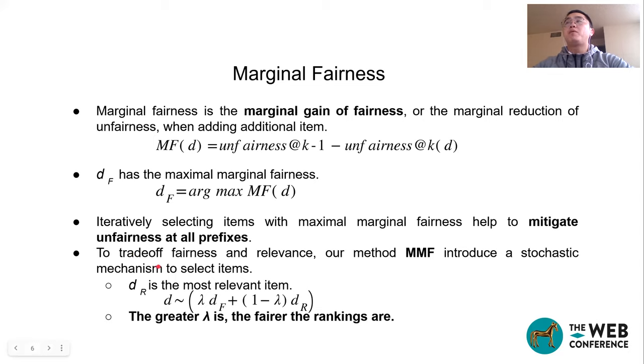In this paper, we proposed an algorithm, MMF, which introduces a stochastic mechanism to select items between the one with maximum marginal fairness and the one with the largest relevance. The greater lambda is, the fairer the rankings are.